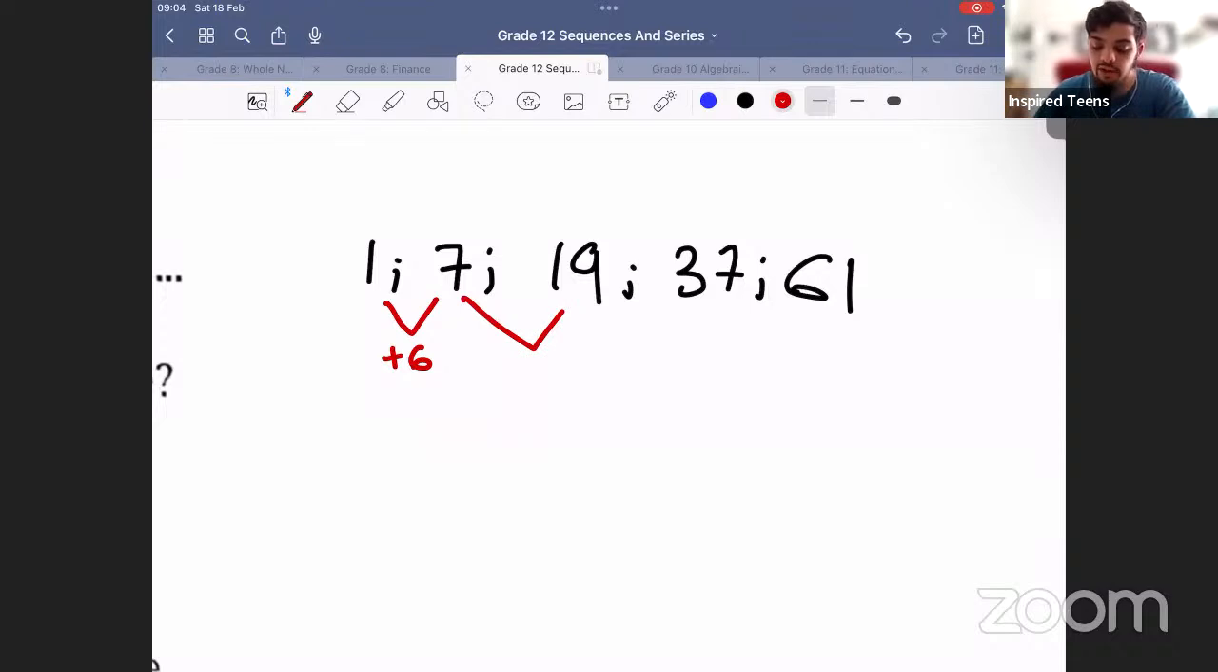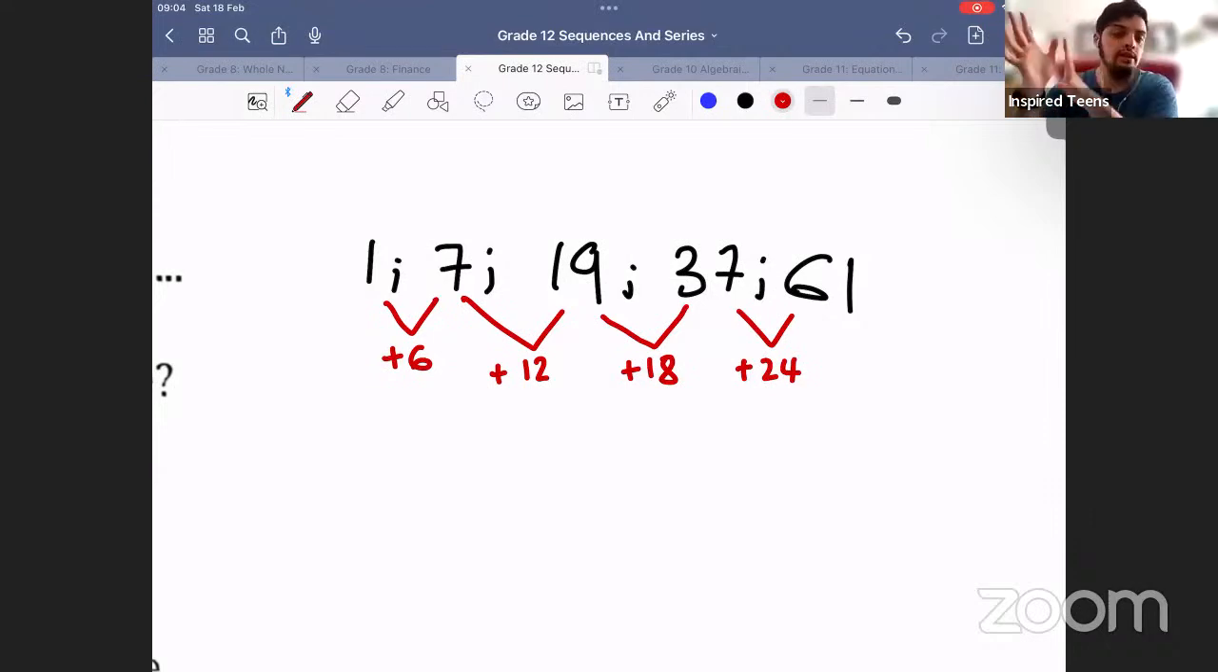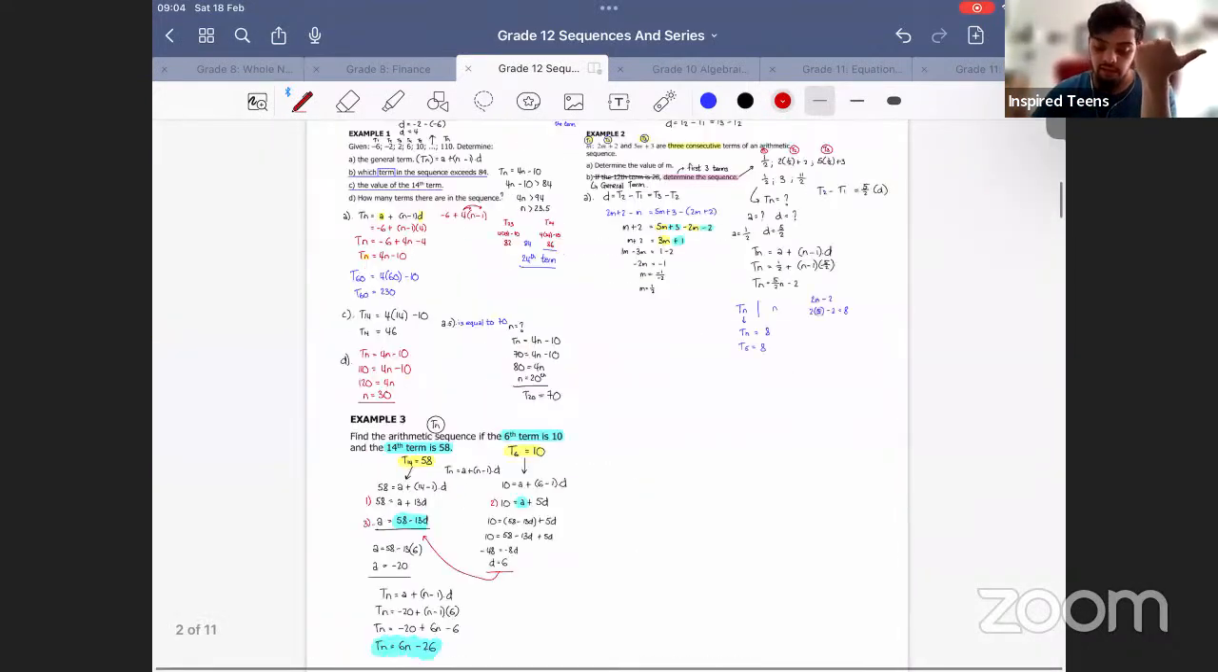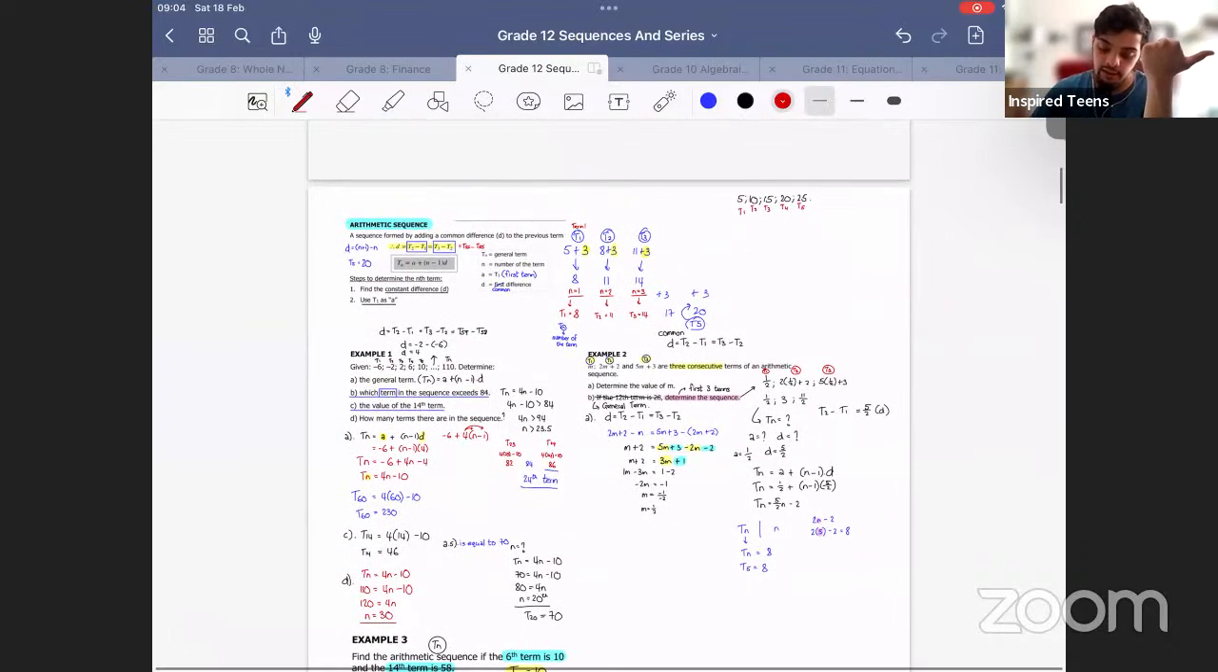Then to go from 7 to 19, I added 12. To get from 19 to 37, I've added 18. And to get from 37 to 61, I've added 24. So different to arithmetic, in a quadratic pattern, we don't have a constant difference as a first difference. Remember, in arithmetic, right?